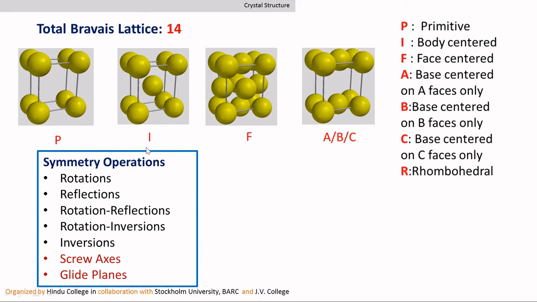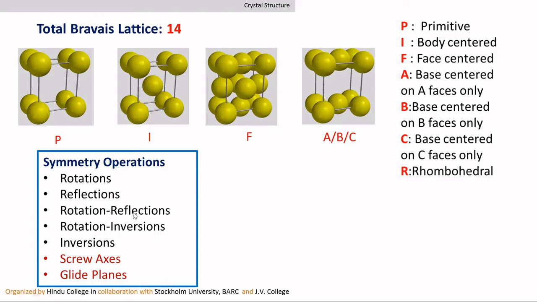Now, based on the symmetry operations, we have something called point groups. If you take a combination of these top 5, namely rotations, reflections, rotation and reflection, rotation with inversion, that will constitute a group known as point group.